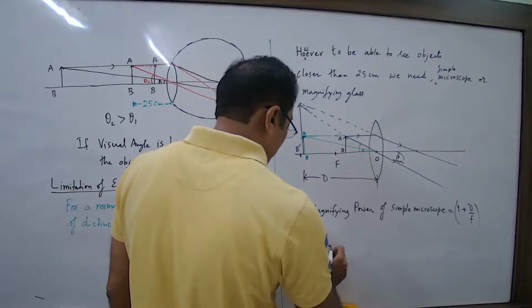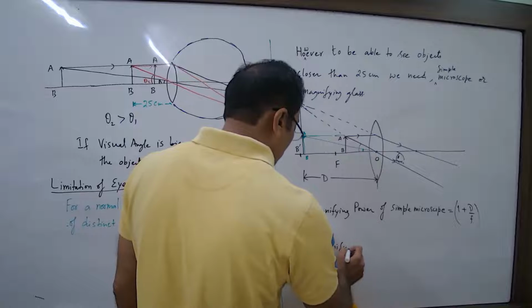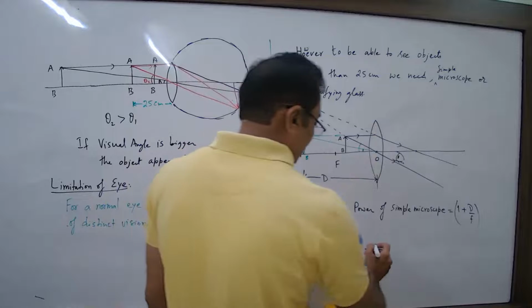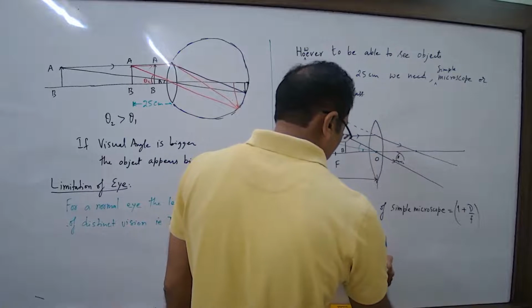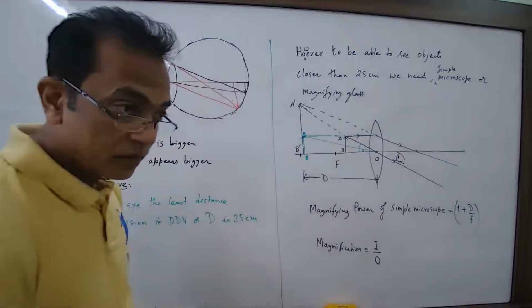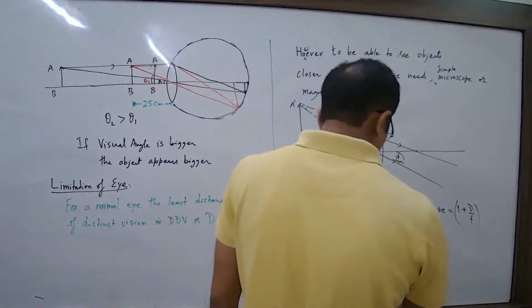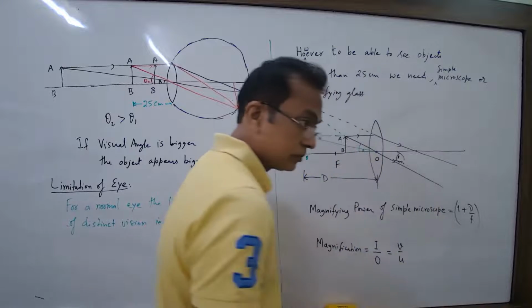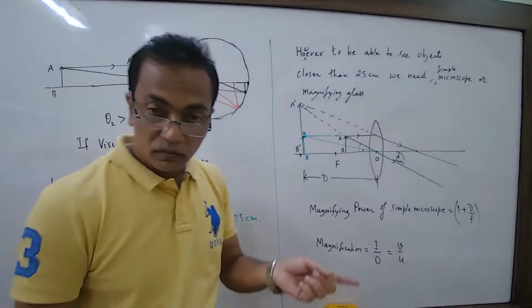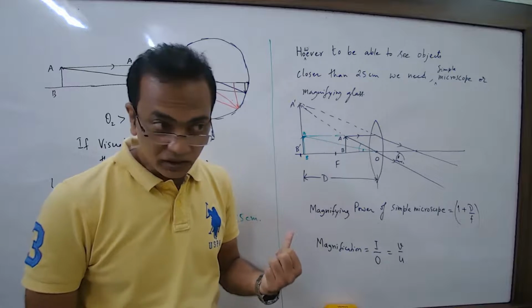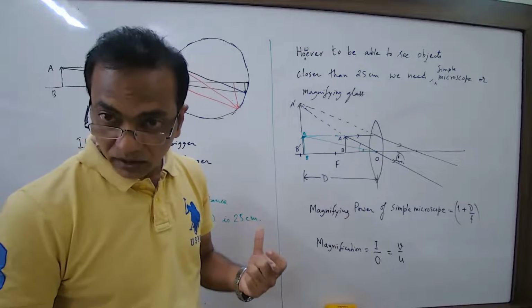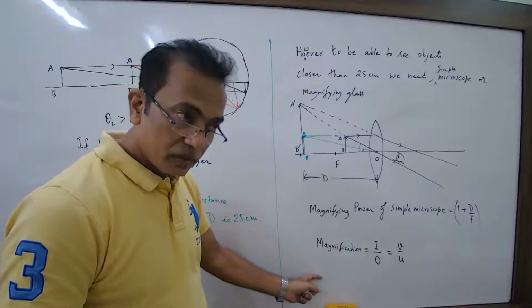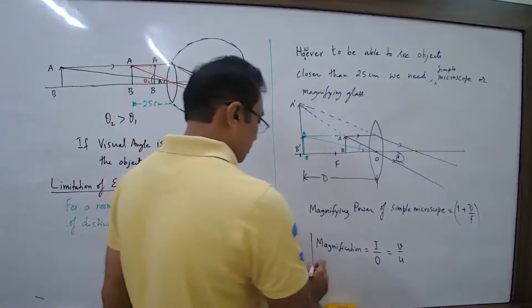What is magnification? When the size of the image is increased. Yes, so it is the size of the image versus the size of the object. Okay, for a lens it is given as V by U. For a mirror it is minus V by U. You have already done it, right? Correct? For a mirror it is minus V by U, but for a lens it is V by U. Okay, so these formulas you just remember.